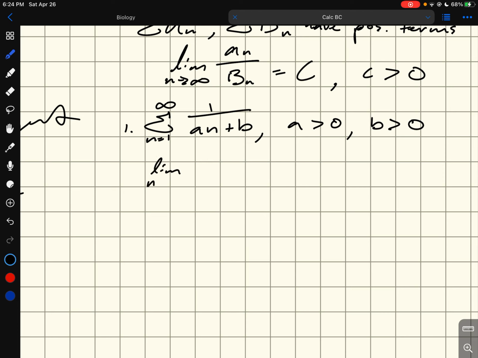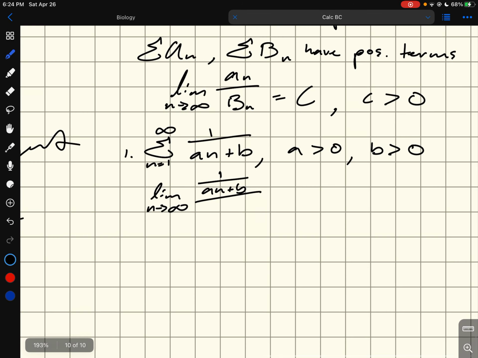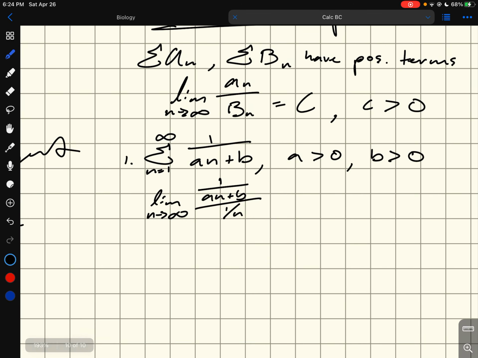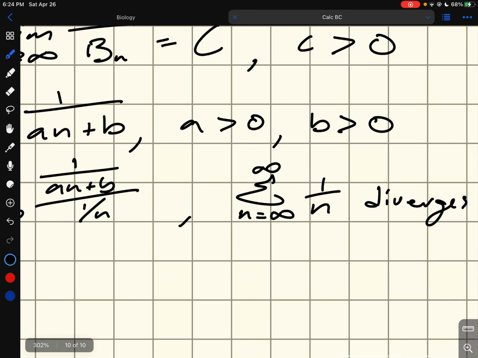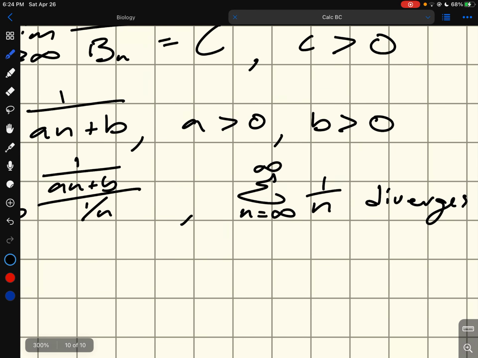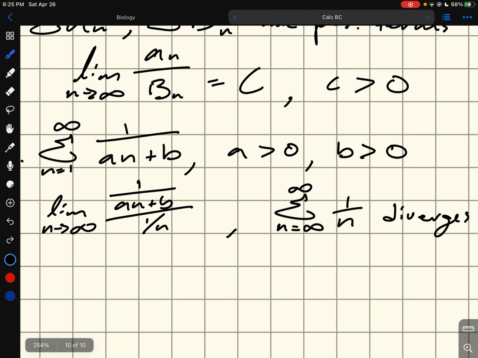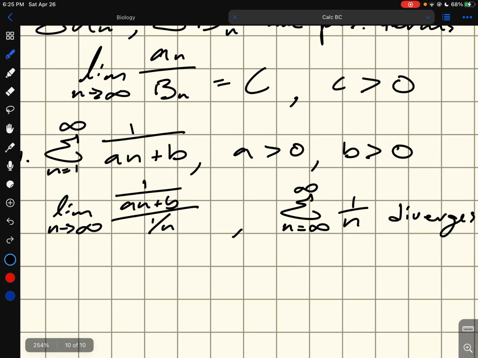So we want to do a limit, and we put this one in the numerator. So 1 over a times n plus b. And on the bottom, we have our second series, which is 1 over n. And we know that the series of 1 over n diverges, because remember, this is our harmonic series, our p-series. If p is greater than 1, then it converges, but if it's less than or equal to 1, then it diverges. Because this one is equal to 1 here, since it's like n to the first, we know it diverges.